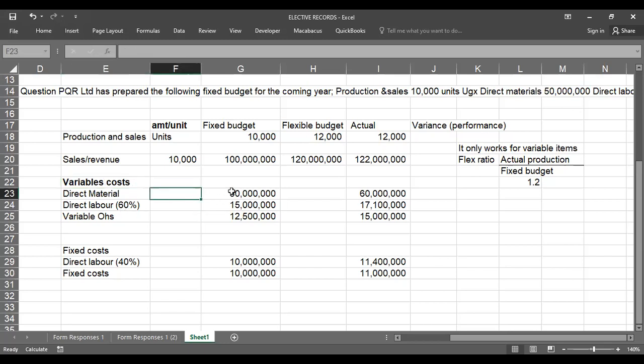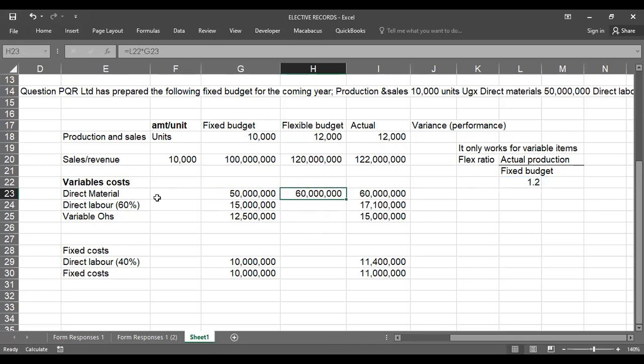Okay, let's sample. Now for this one, if you have to go with the formula that you guys have, where you apply the flexible ratio or the flex ratio, you would say it is equal to the ratio itself times the total variable cost, which is the 50,000, and to give you 60.